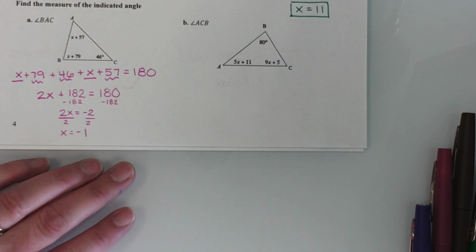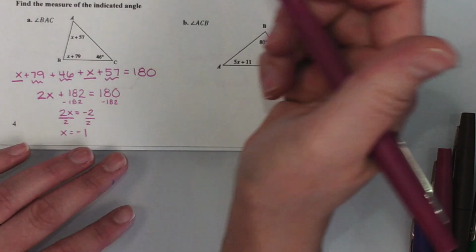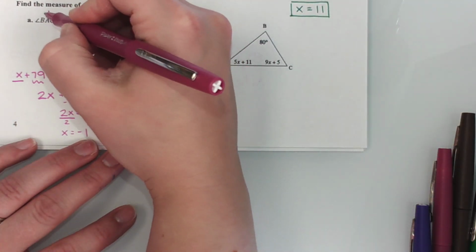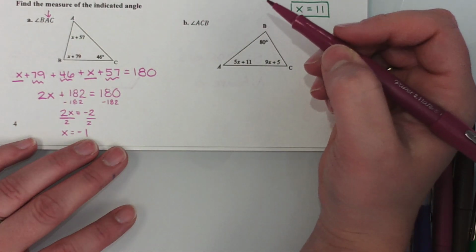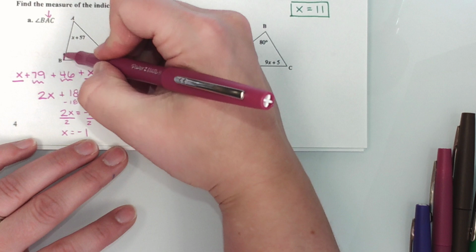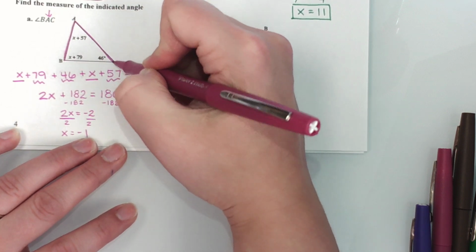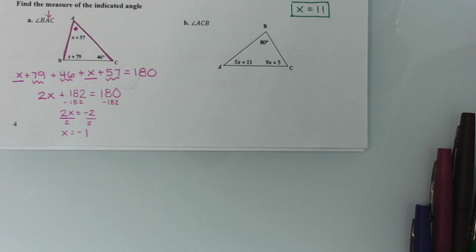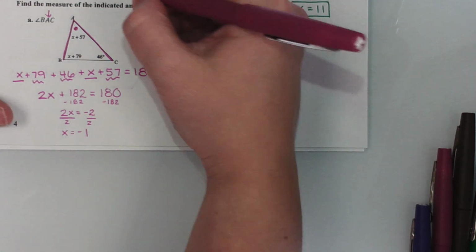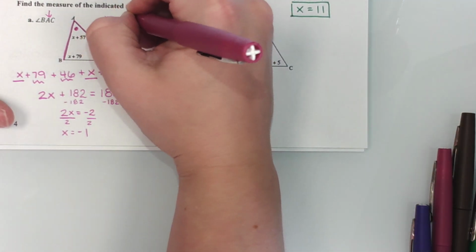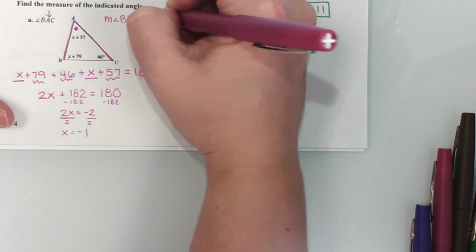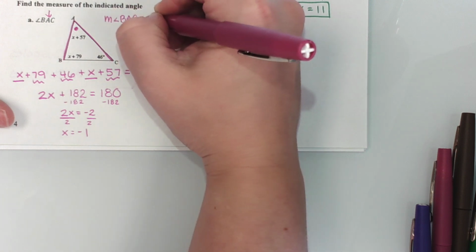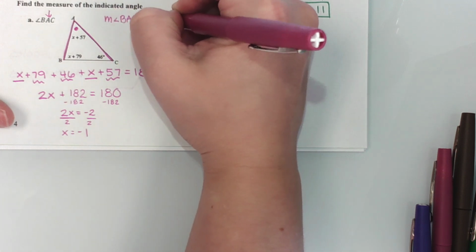Good job, Zay. Remember that when you are talking about an angle, the middle letter is the vertex. The middle letter is the pointy part. Angle BAC is this angle. It's the x plus 57. So, measure of angle BAC equals, instead of x, -1 plus 57.